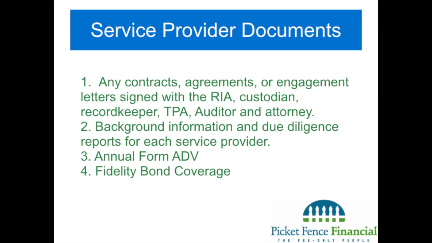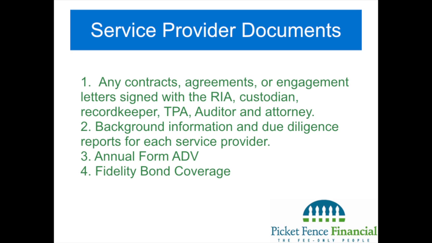After that, you want to have all of your service provider documents in a section. This is going to be all your contracts or agreements with your registered investment advisor or broker, your custodian, the record keeper, third-party administrator, and if you've hired any auditors or attorneys, you'll have that here as well. But you also want to include in this section any kind of due diligence you did and how you selected the provider that you did. For your RIAs, you want to have their annual Form ADV. That's the regulatory document they have on file with the states or SEC.